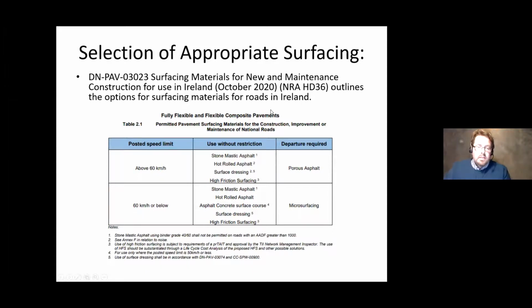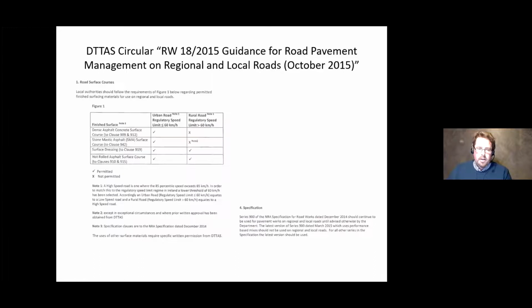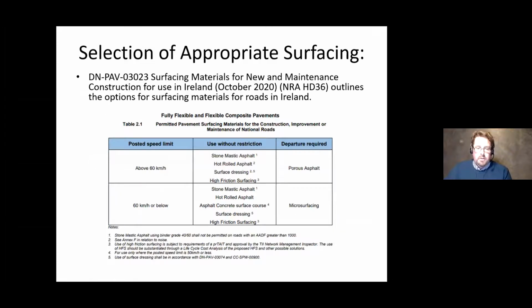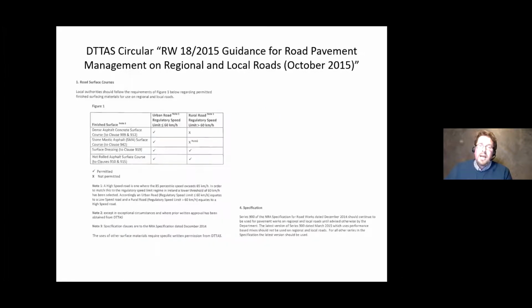But basically, it tells you what materials are available to you. It outlines the properties of each material and why you should choose them for each particular opportunity. But this is based on national roads. It is pretty much applicable to non-nationals. But I will again highlight this circular from DTTAS from 2015, which has limited the use of certain materials on non-national roads. So I'll just read out here that you'll see here dense asphalt concrete is not allowed on rural roads with speed limit greater than 60 kilometers. Likewise, SMAs are not allowed on rural roads with a speed limit greater than 60 kilometers an hour.